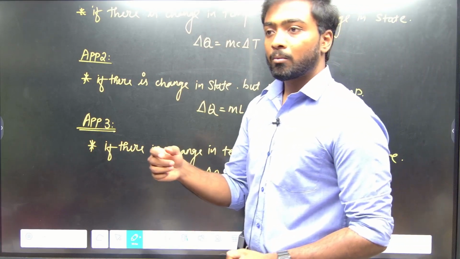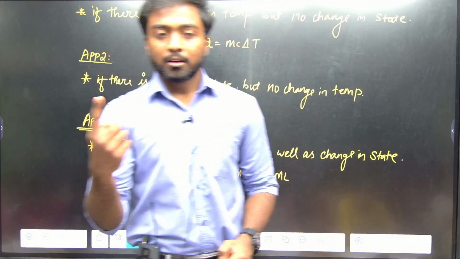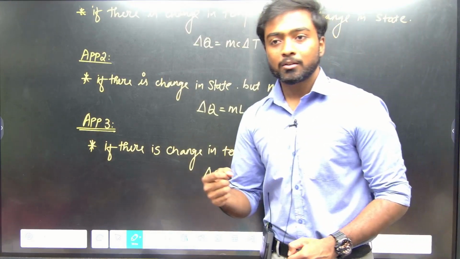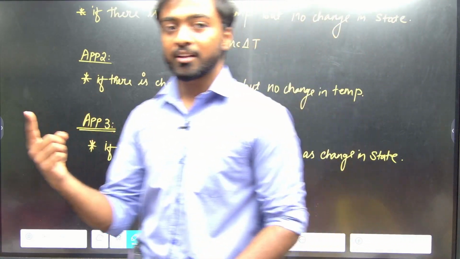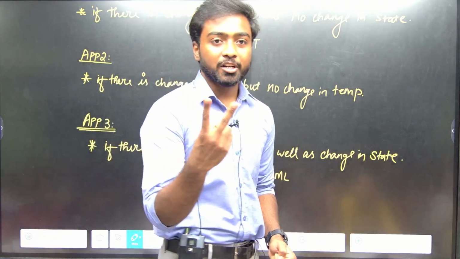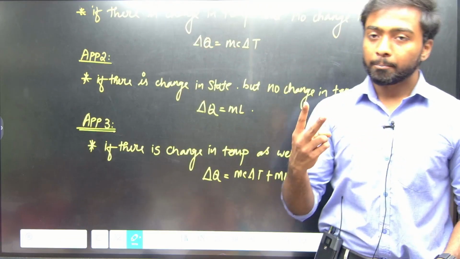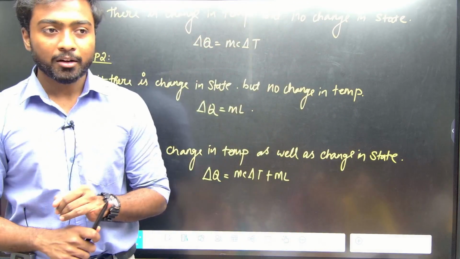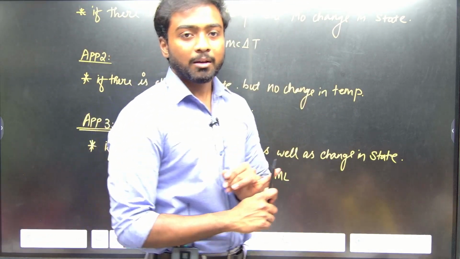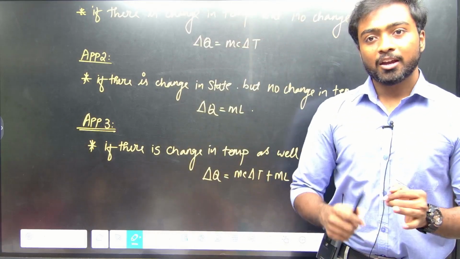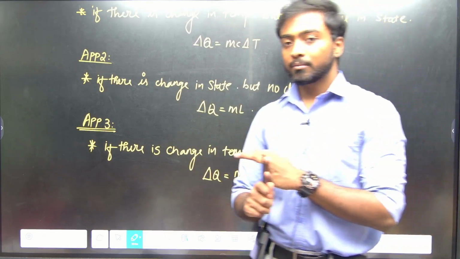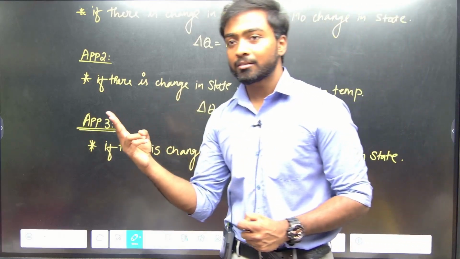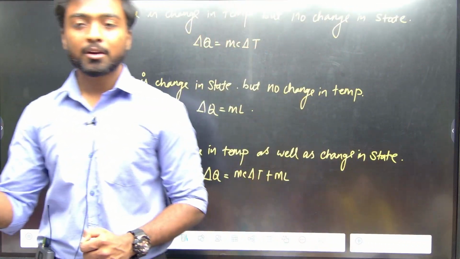So, what is the first note point? Effect of pressure on boiling point: if pressure increases, boiling point increases; if pressure decreases, boiling point decreases. Okay. Next one is effect of pressure on melting point. If pressure increases, melting point decreases; if pressure decreases, melting point increases. So, melting point is inversely proportional to pressure and boiling point is directly proportional to pressure. So, any doubt up to now?